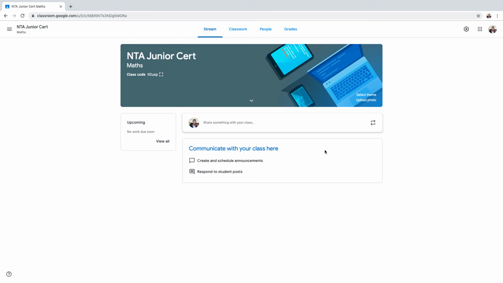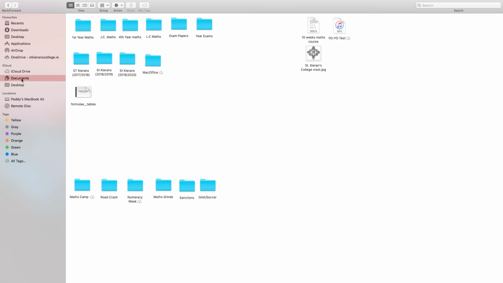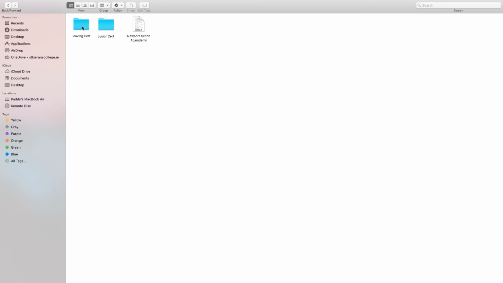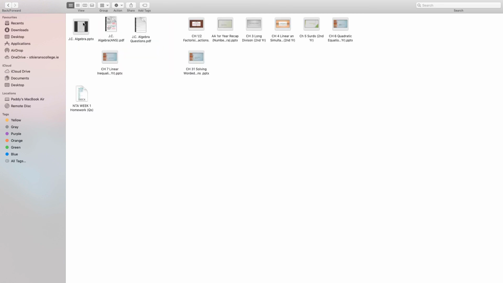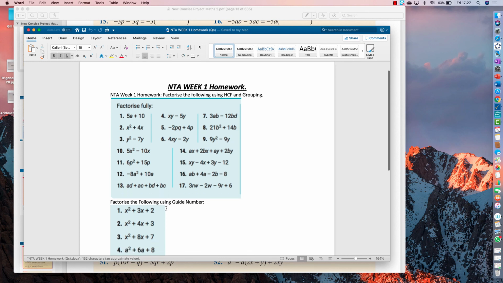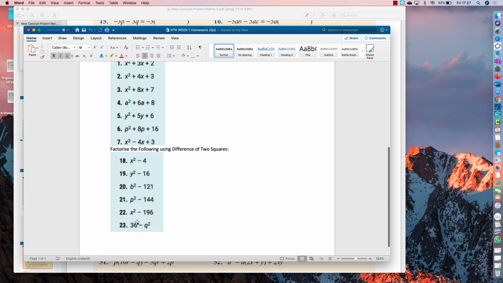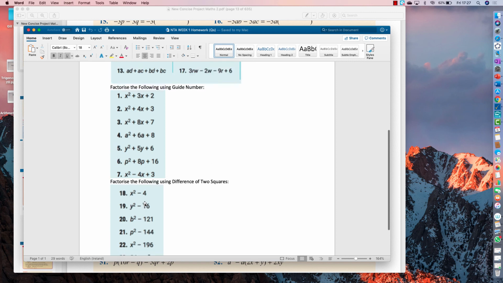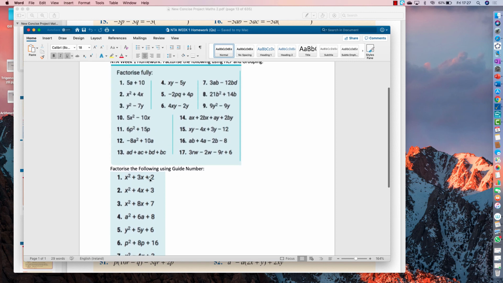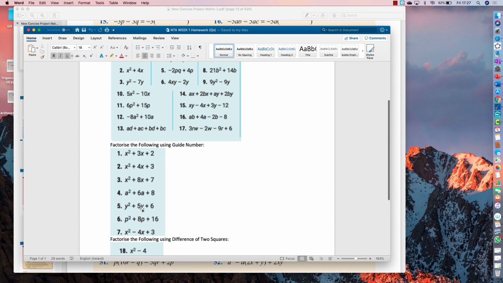Also, I want you to do a small bit of homework during the week. So a bit of study has to start now for third year. The homework is going to go up there as well. You can't do the bottom because we didn't get to that today. But you can do any of these questions up here, and this is all the guide number questions that we were doing as well.